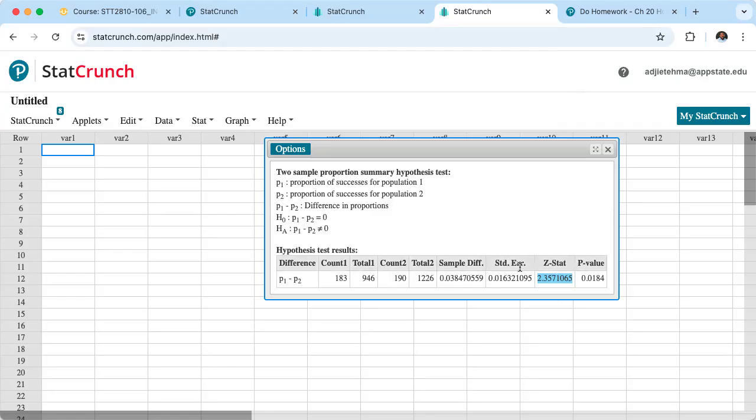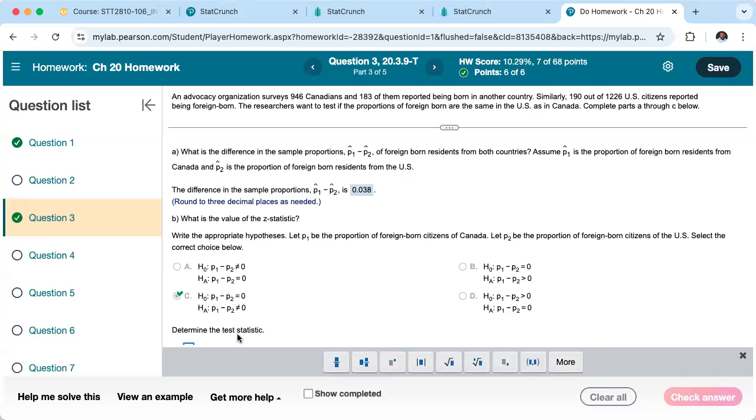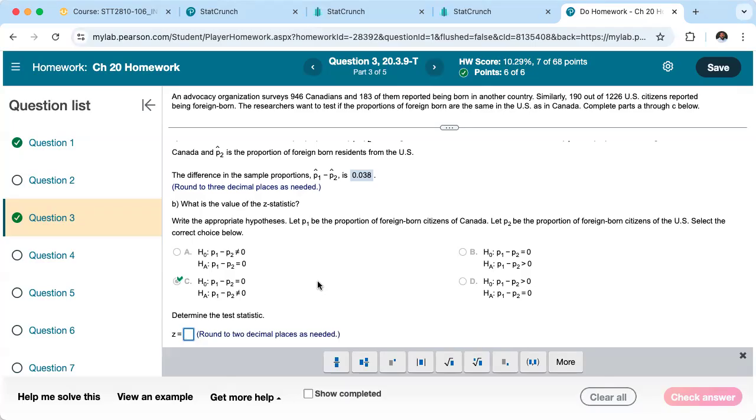The Z stat is not a standard error. There is a critical value, which we call critical Z. The test statistic in StatCrunch is always called Z stat, so you should always know that. So that is 2.3571. They want it to 2 decimal places, so 2.36.